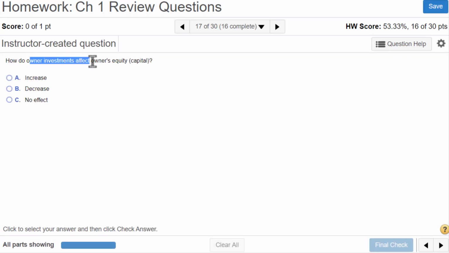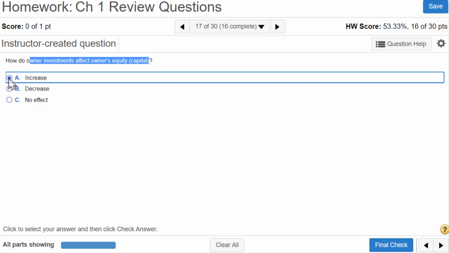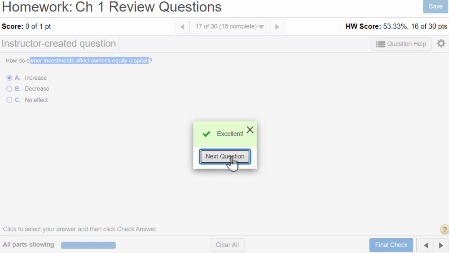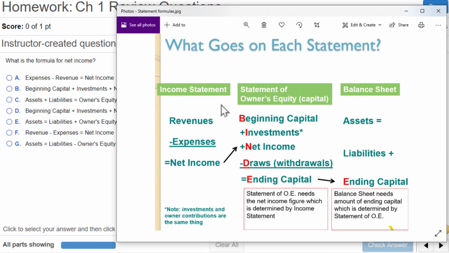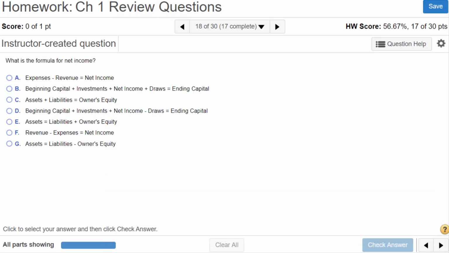How do owner investments affect capital? Well, remember, if the owner invests cash into her business, cash goes up and then equity goes up. If equity did not go up, what else would go up? Would liabilities go up? No. What's the formula for net income? Well, we just went over this. Revenue minus expense equals net income. Here it is. Revenue minus expense equals net income.